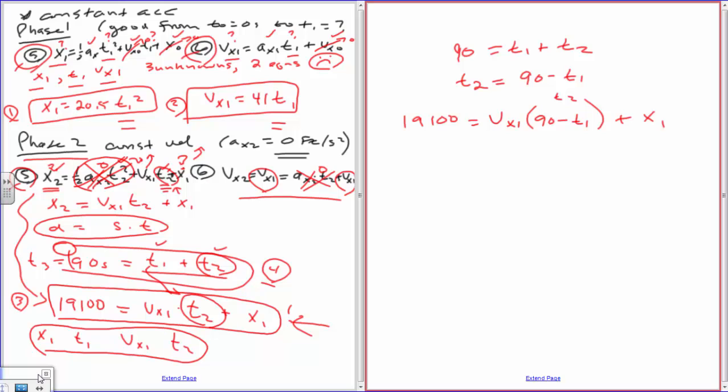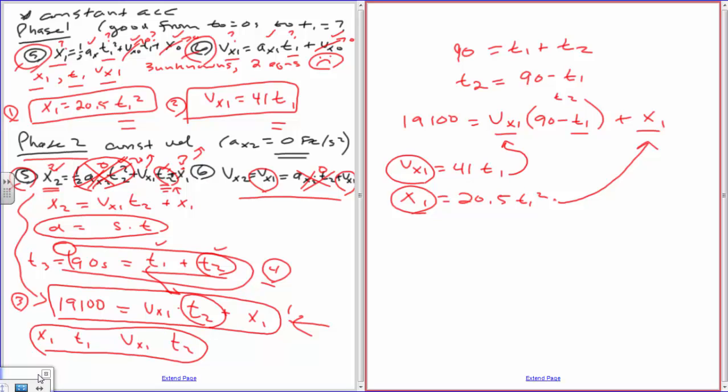So now we've got a new equation here, and we have 3 unknowns in that equation. Let me just write down my other 2 equations here. I know that vx1 equals 41 t1, and I know that x1 equals 20.5 t1 squared. We can plug that in there, get rid of the x1 in that equation. What about this one? Plug that in right there. If I do that, how many unknowns are left in this equation? I'm down to 1 unknown.